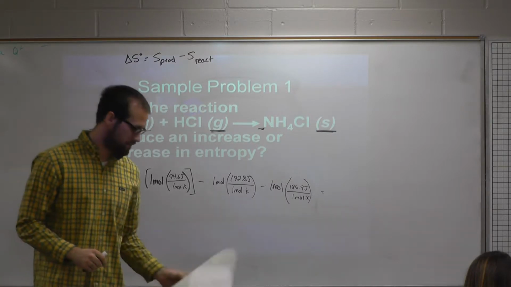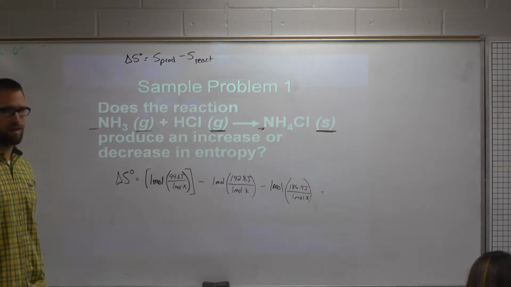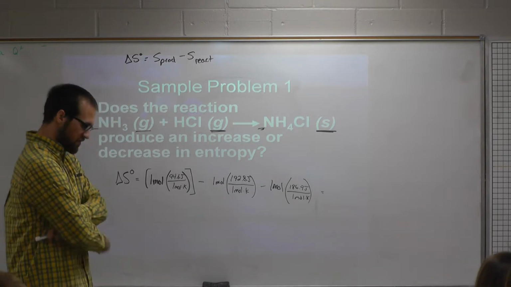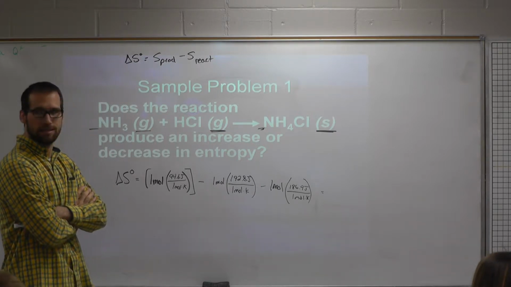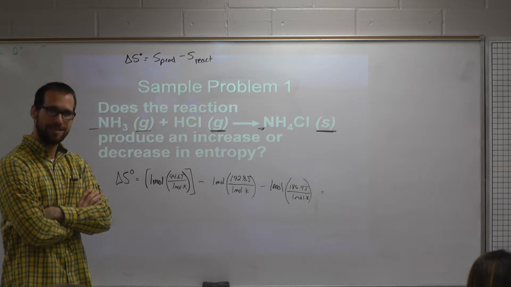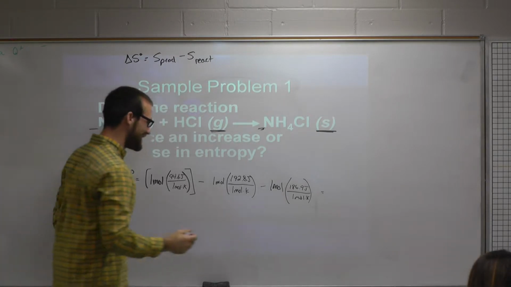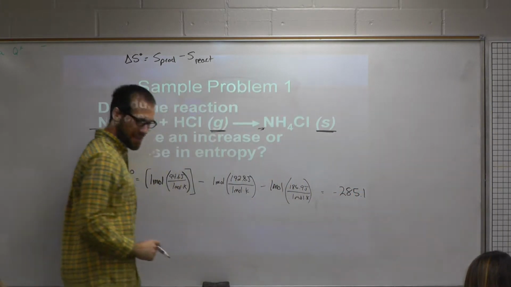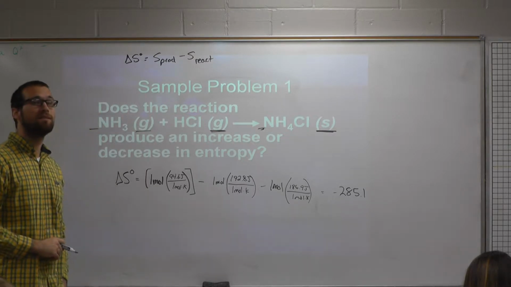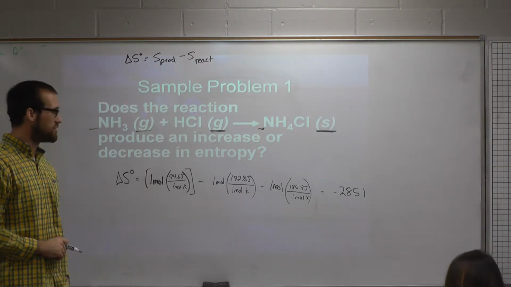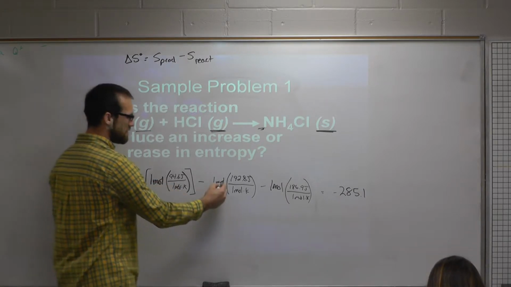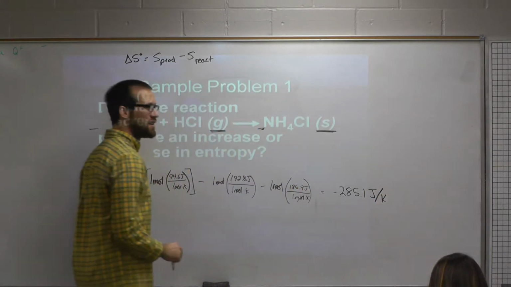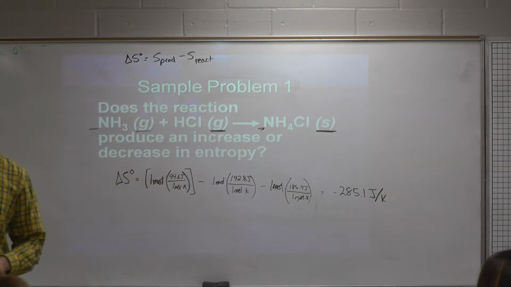Why don't you guys solve quickly? I want to make sure we have enough time. It looks like we're slowly running out of time. 474.3. I got negative 285.1. Yes! Okay, I got a little scared there. Negative 285.1 Joules per Kelvin, because the moles cancel, right? Joules per Kelvin. And you're going to see when I give you the Gibbs free energy equation why that Kelvin is there.